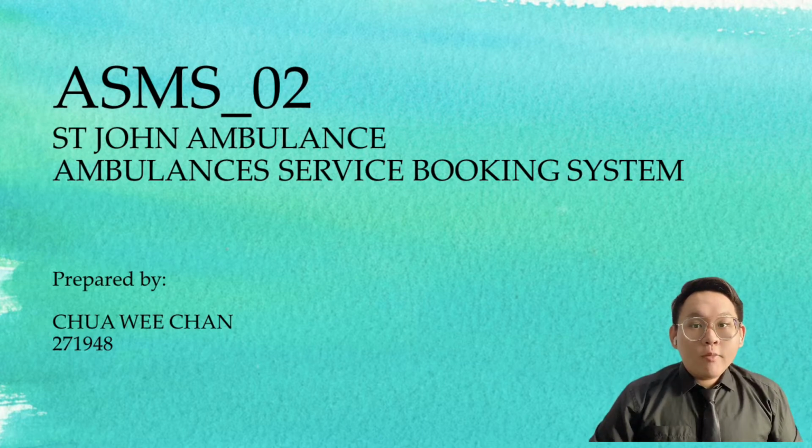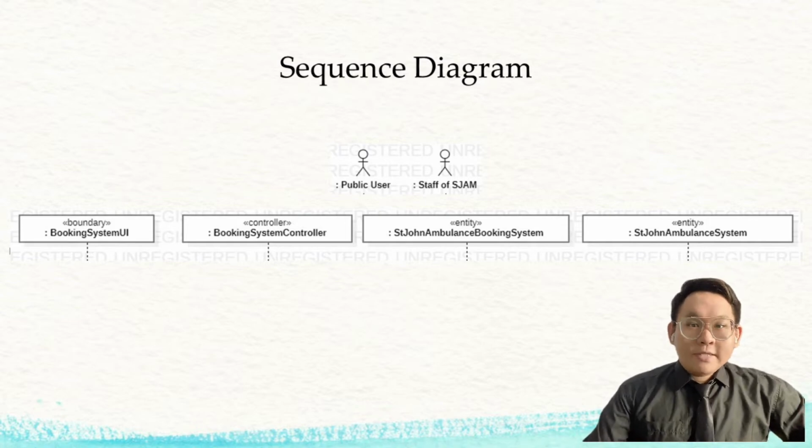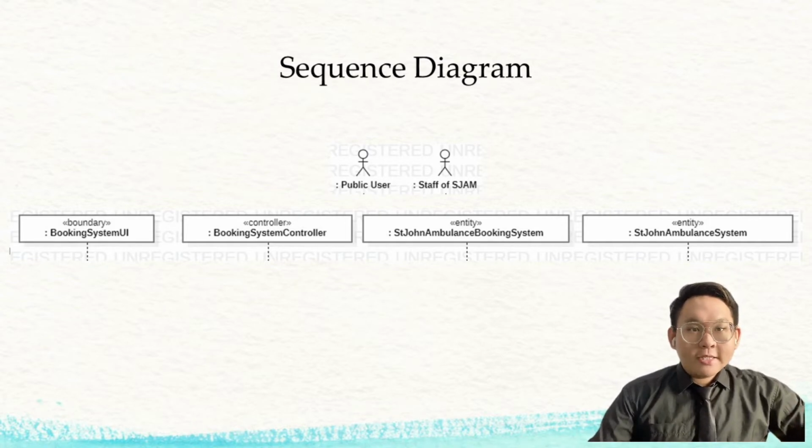Now, I will continue my part, which is the sequence and communication diagram of ASMS02 Central Ambulance Service Booking System. So, I will start from the sequence diagram. In this sequence diagram, there are two actors, which are public user and staff of Central Ambulance Malaysia.